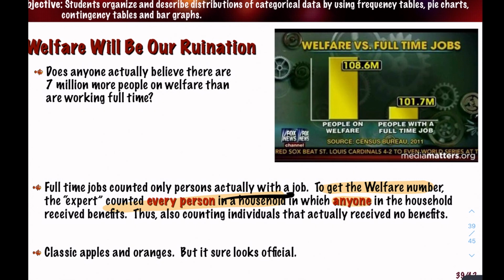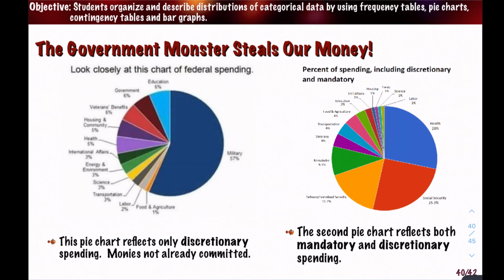So we're getting these larger counts for maybe one person receiving benefits. Again, this is a classic apples and oranges comparison. They're not the same. So it's deceptive, but it sure looks official. Two more. We'll get to my favorite ones.